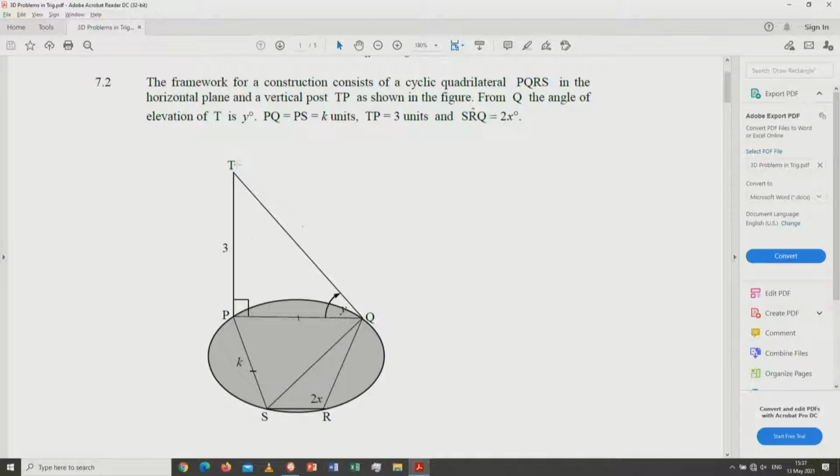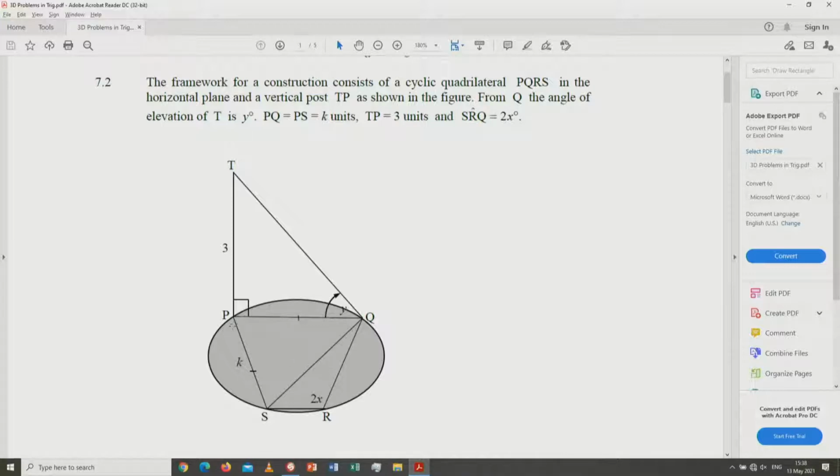TP is 3 units. Here is TP, 3 units. And angle SRQ is 2x. It's important for a grade 12 learner to be able to indicate the given information on the diagram, so that as you work out the solution, you work with the diagram. You focus on the diagram. You know your diagram is rich. You have put all the necessary information on the diagram.